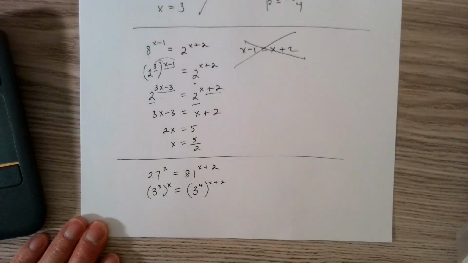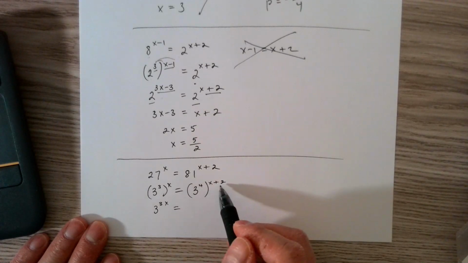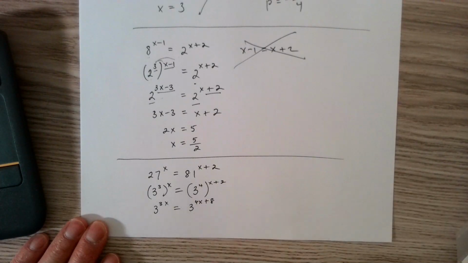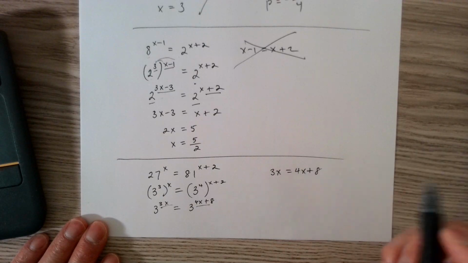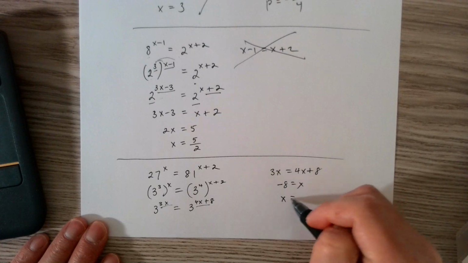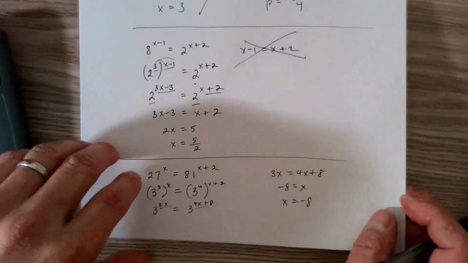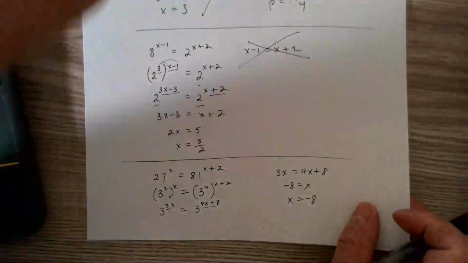Now I'm going to use my power to a power again, rewrite the left as 3 to the 3x, power to a power here, rewrite this as 3 to the 4x plus 8. Parentheses are gone, so now I can equate these two exponents. X equals -8. Okay, I've got one more.